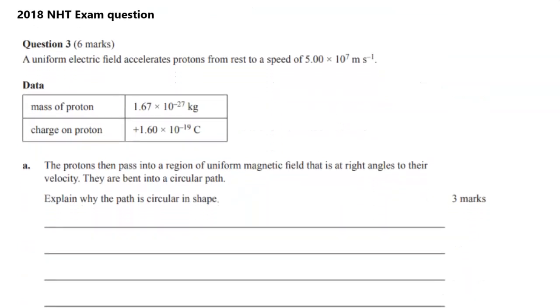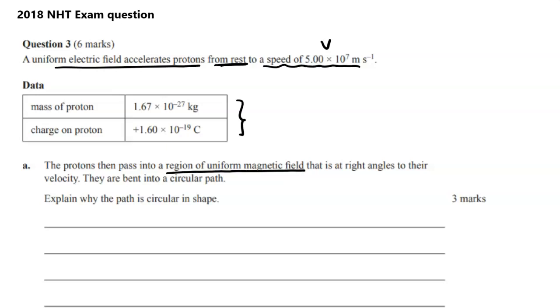We've got a 2018 Northern Hemisphere time zone exam question. We've got a uniform electric field again, and it accelerates protons from rest. Now this one's specified from rest. The other one should possibly have mentioned that. And we're told their speed, 5.0 times 10 to the 7. That's really quick. So that's the velocity here, because we just care about the magnitude. We've been given necessary data here. It says the protons then pass into a region of uniform magnetic field that's at right angles to their velocity. Brilliant. They are bent into a circular path.